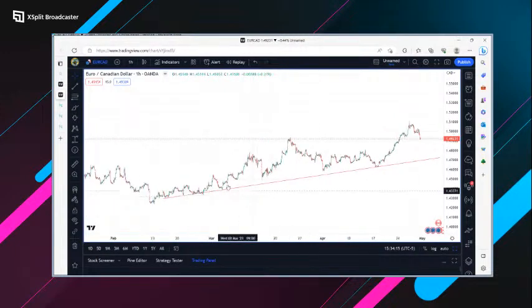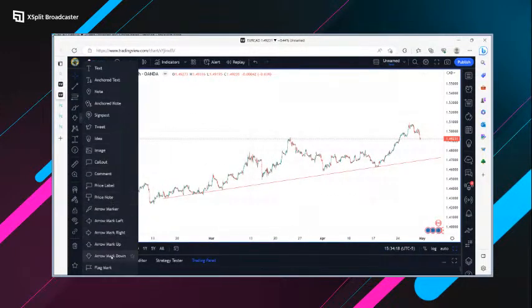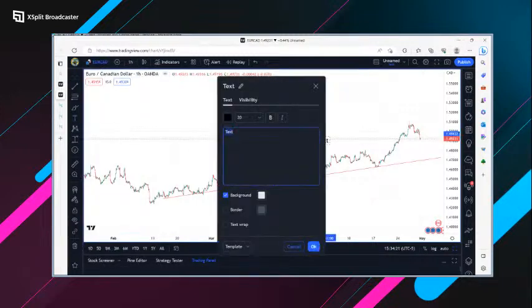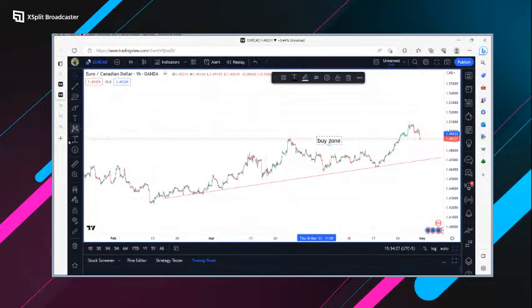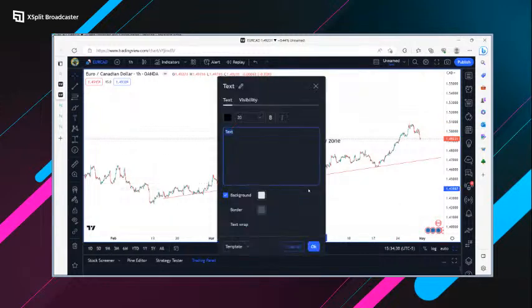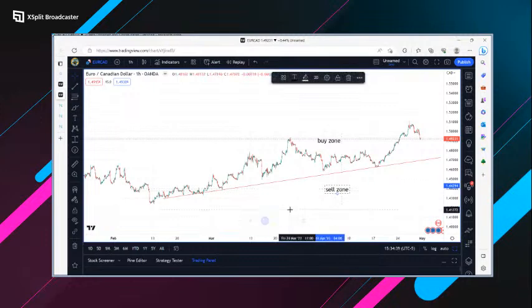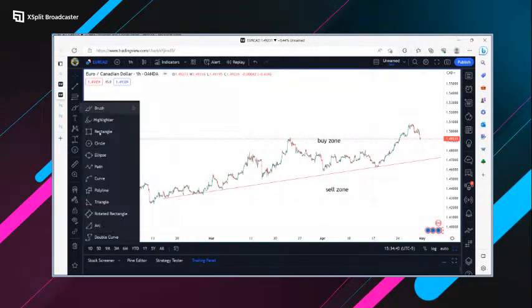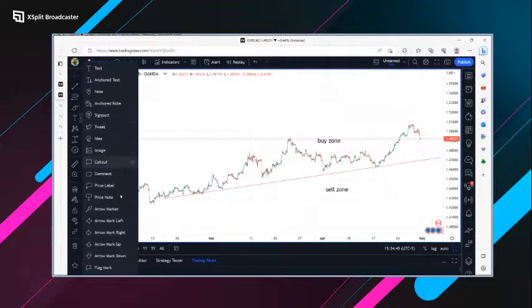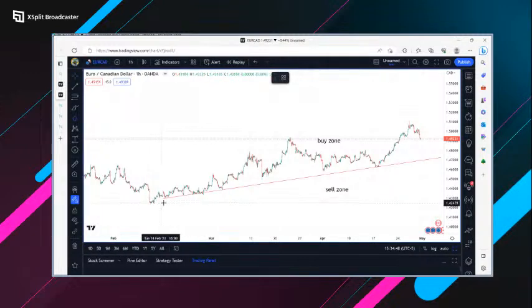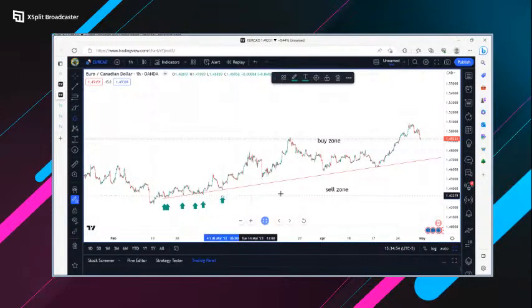Now we have our buy zone right there, and we have our sell zone right here. We got buy zone, sell zone here, and we got all these U-turn points. You got U-turn, U-turn, U-turn, a lot of U-turn here, a lot of support, support there, and support again.